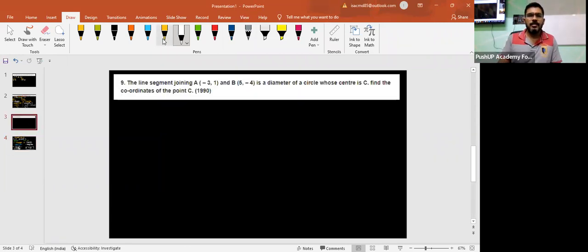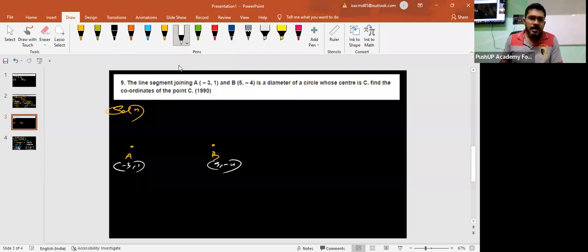Let's do this. Question number 9. The line segment joining A and B. So I'll draw a line segment here. Point A and point B. Aditya, you're there in the class? Yeah, sir. Okay. Coordinates of point B is what? 5, comma, minus 4. Let me join A to B. I get a line segment AB, right?